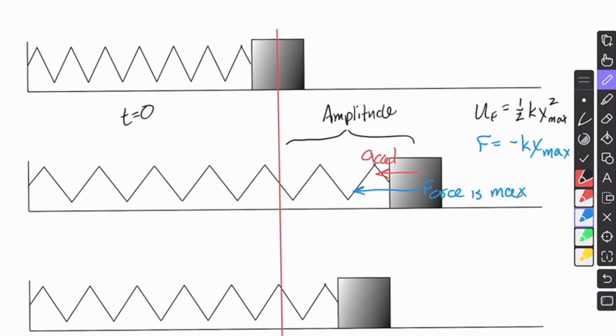But at this instant, the velocity is 0. It's the instant we let it go and it begins to move. So at that instant, the velocity is 0. There hasn't been any time for the spring to cause the object to move.